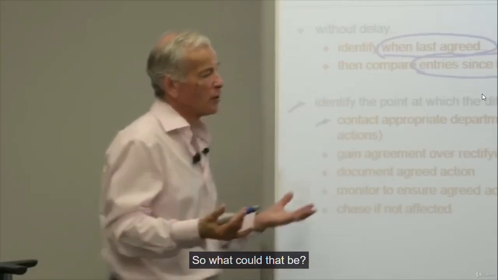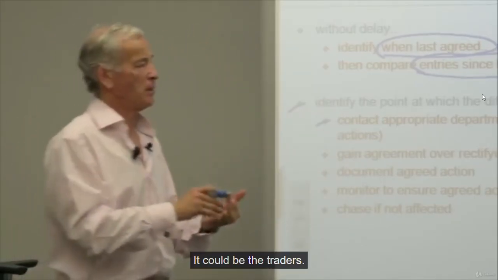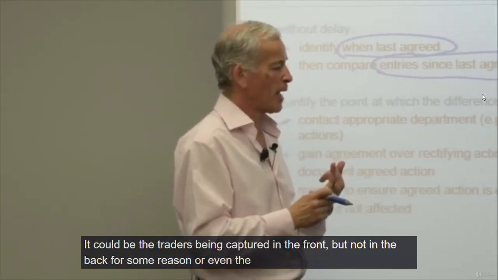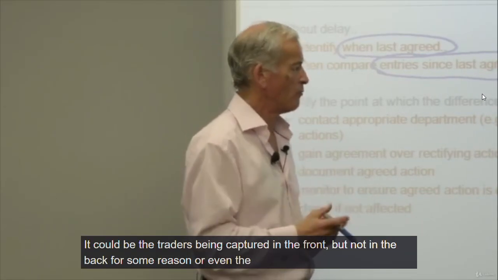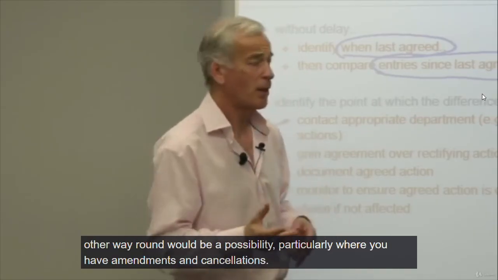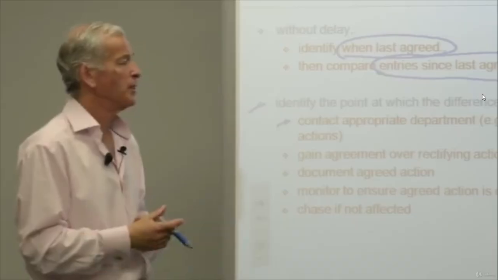Now, what could that be? It could be the traders. It could be that a trade's been captured in the front but not in the back for some reason, or even the other way round would be a possibility, particularly where you have amendments and cancellations.